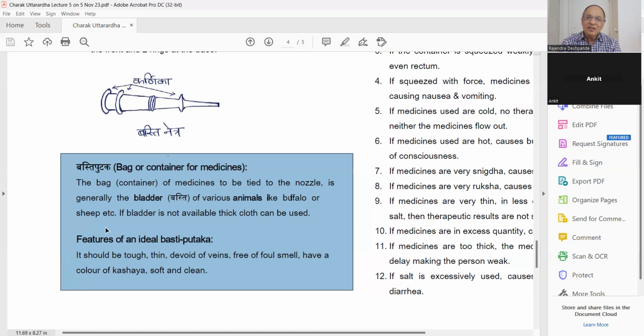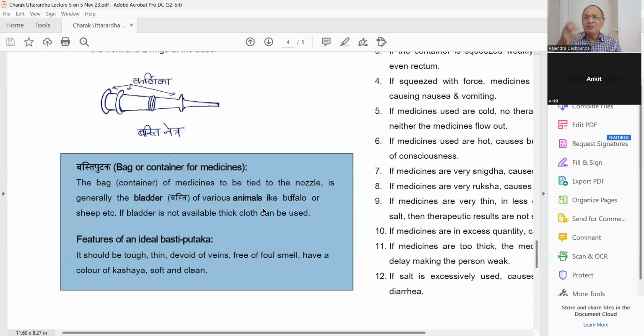Now, Basti Yantra, 2 parts. Basti Netra and Basti Putaka. Basti Putaka is a bag or the container of the medicines. The bag of medicines to be tied to the nozzle is generally the bladder of various animals. This sentence is very important, always asked in the examination, always.